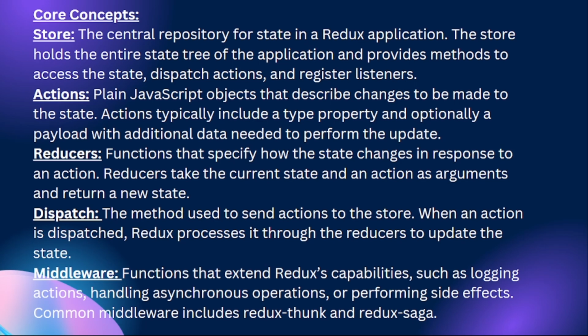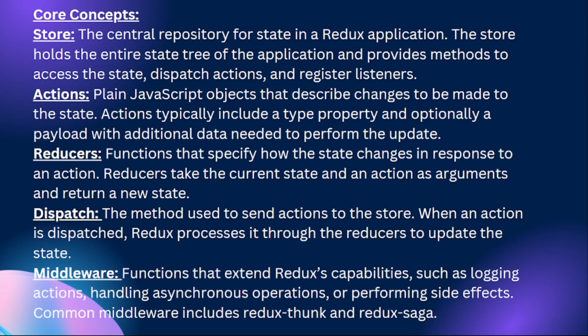Now talking about actions, plain JavaScript objects that describe changes to be made to the state. Actions typically include a type property and optionally a payload with additional data needed to perform the update operation. Now talking about reducers. So reducers are functions that specify how the state changes in response to the action. Reducers take the current state and an action as arguments and return a new state.